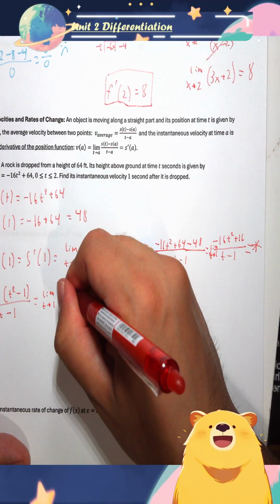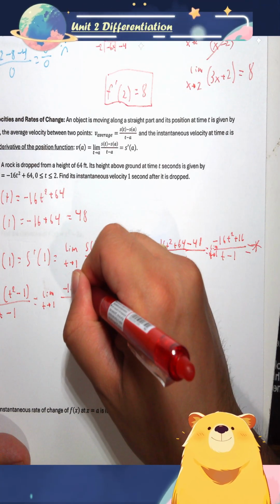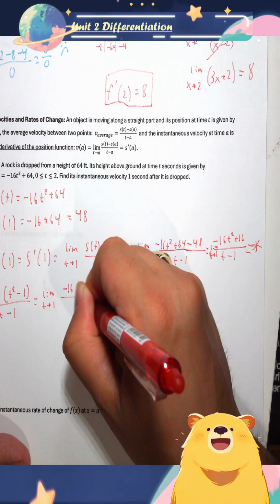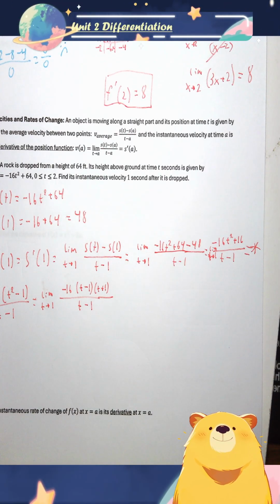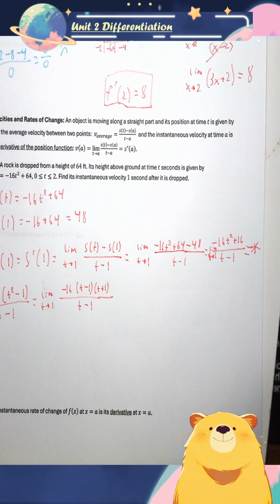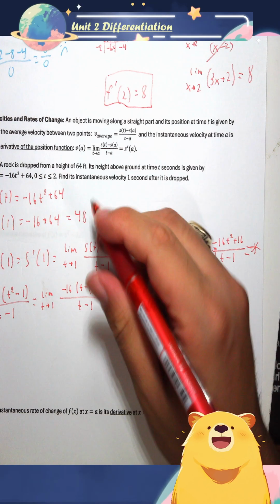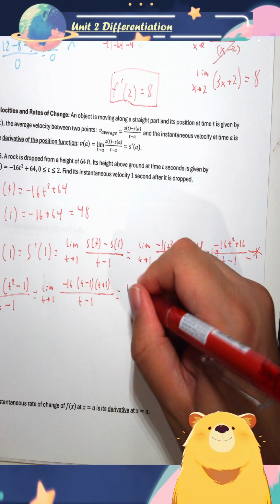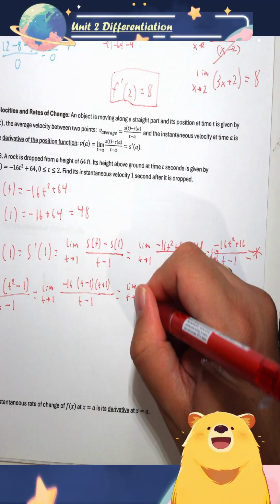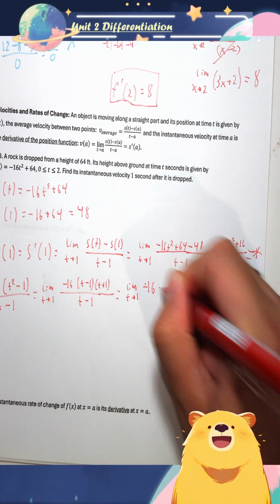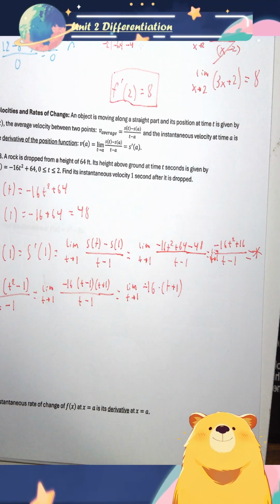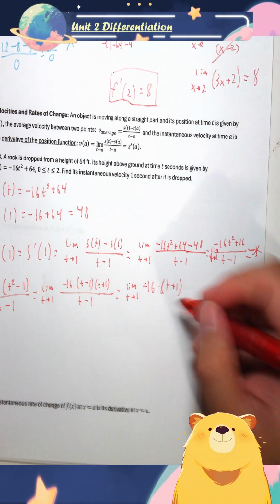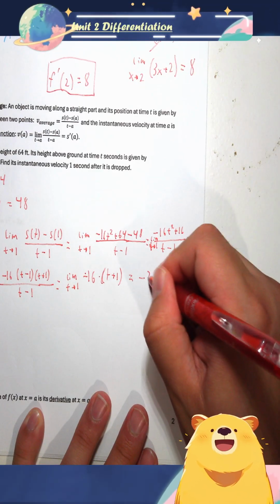We rewrite that top part to be t minus 1, t plus 1, and then t minus 1 on the bottom. Okay. All right. And then we can go ahead and factor out the t minus 1s, and we're left with the limit as t goes to 1 of negative 16 times t plus 1. Now, from here, it's pretty straightforward that we would just use the substitution method, and we would get negative 32.